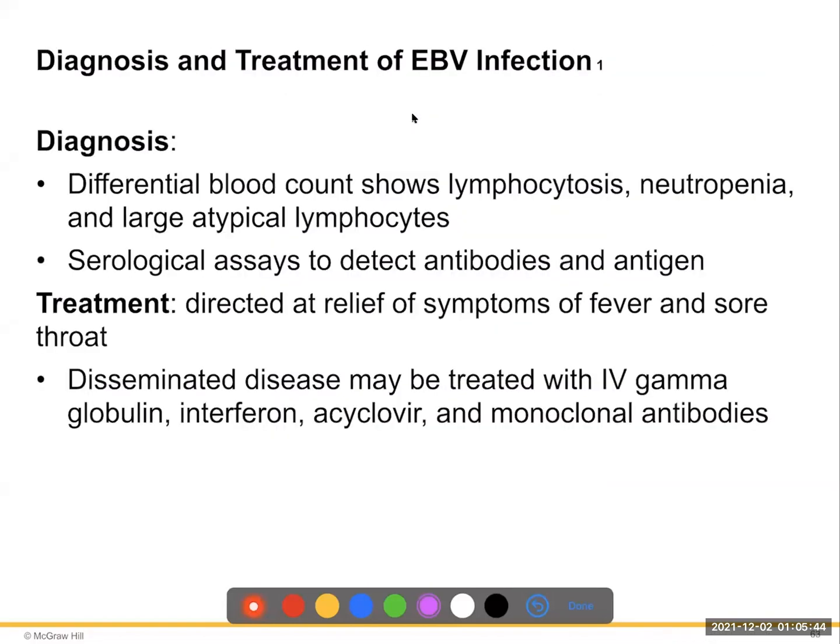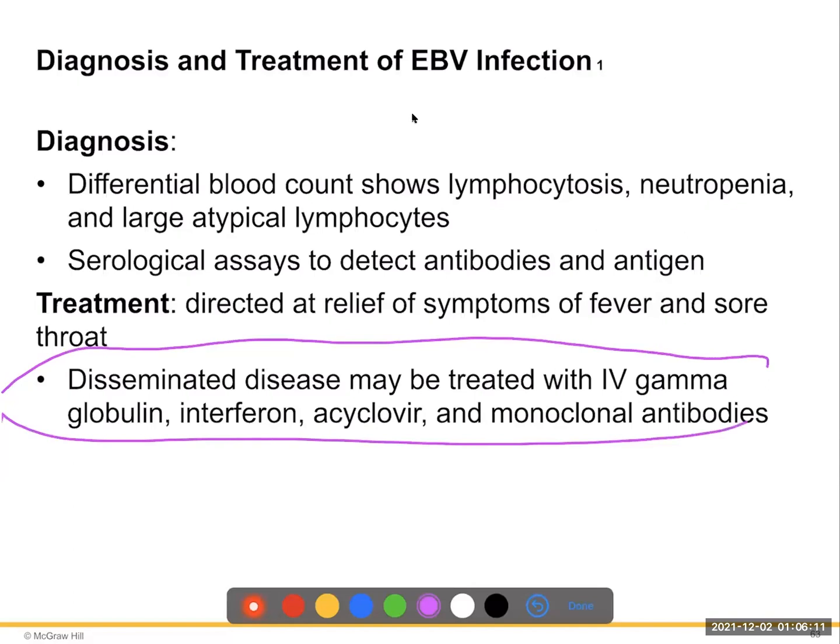Diagnosis, okay? Differential blood count shows lymphocytosis, neutropenia, and large atypical lymphocytes. It affects your white blood cells. Serological assays to detect antibodies and the antigen for it. Treatment, directed at relief of symptoms or fever and sore throat, and let it heal on its own. Disseminated disease may be treated with IV gamma globulins, interferons, acyclovir, and monoclonal antibodies. These are in patients with compromised immune systems.